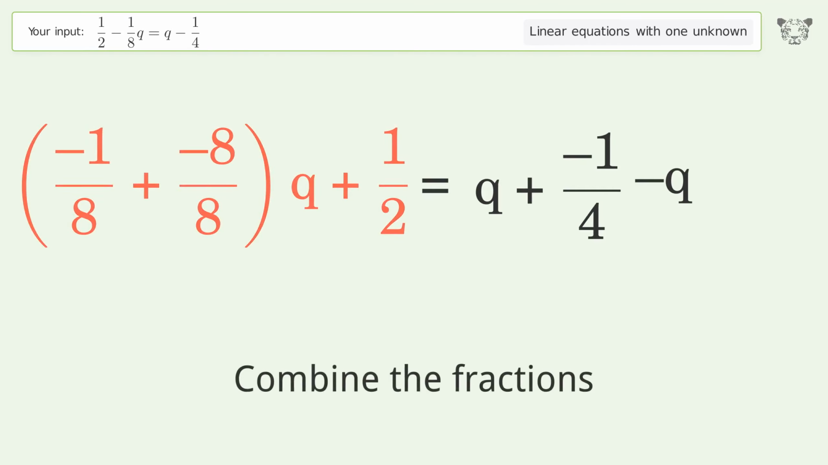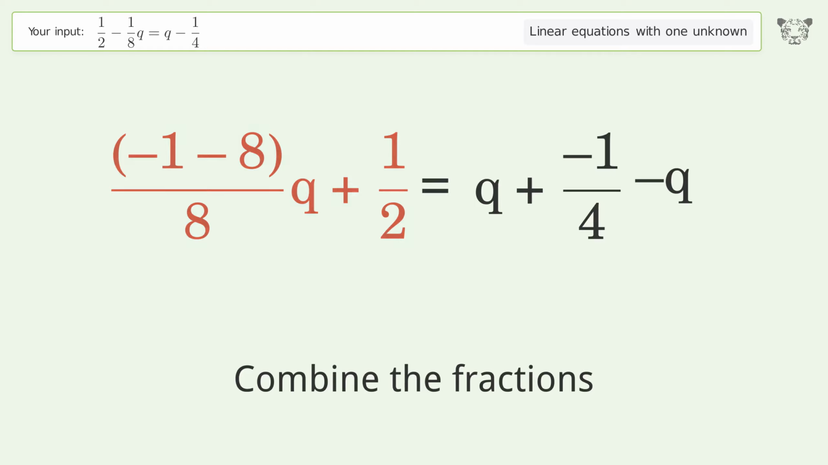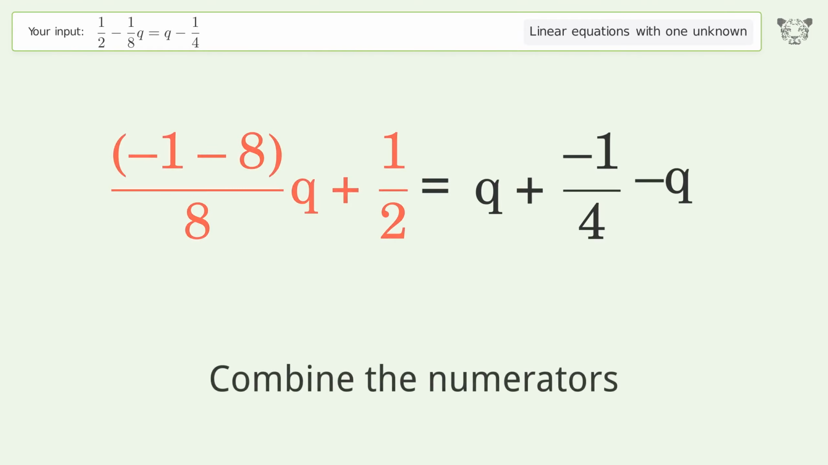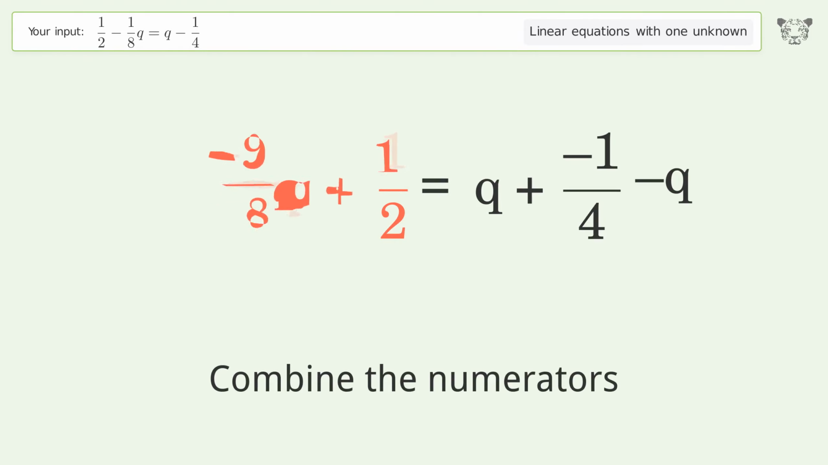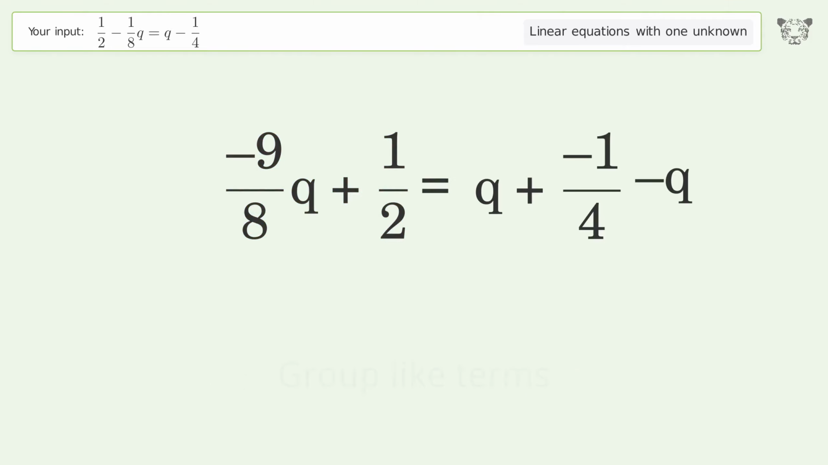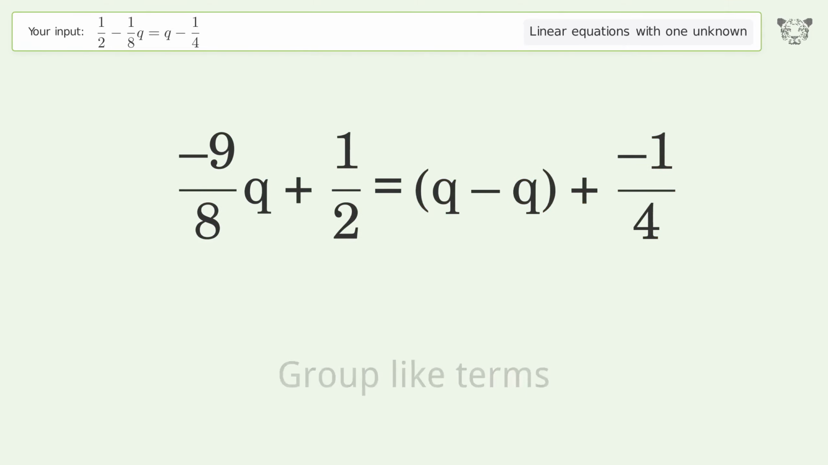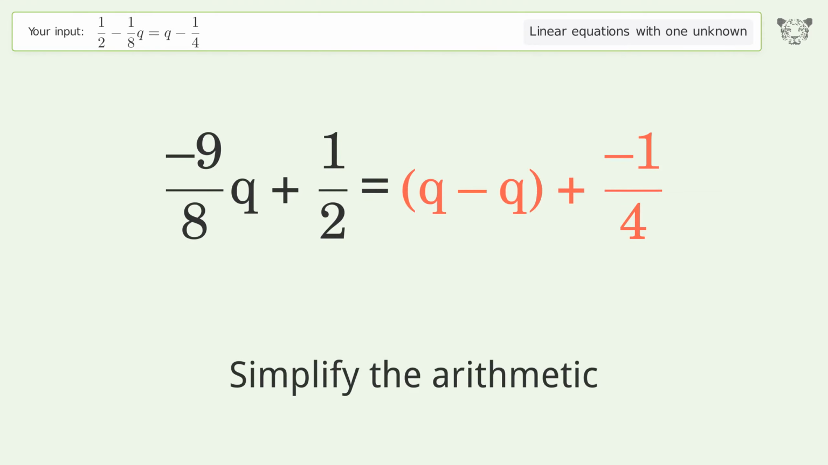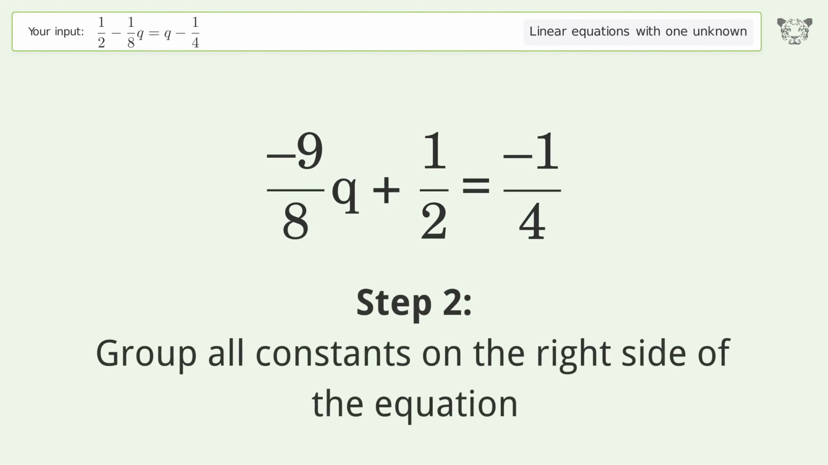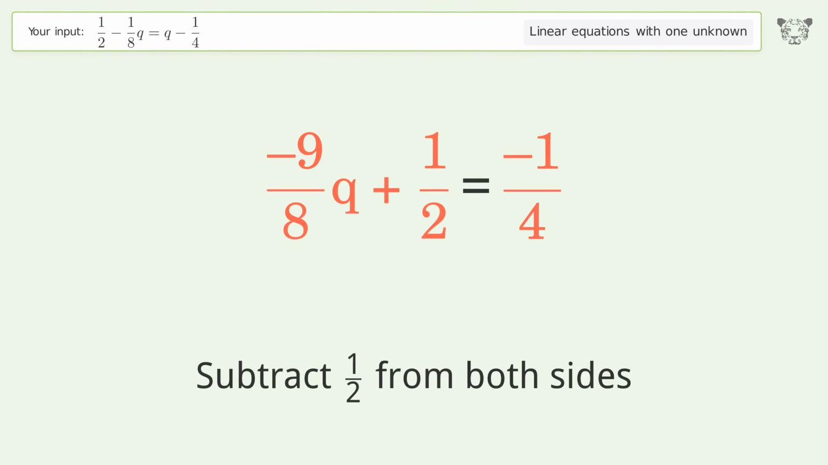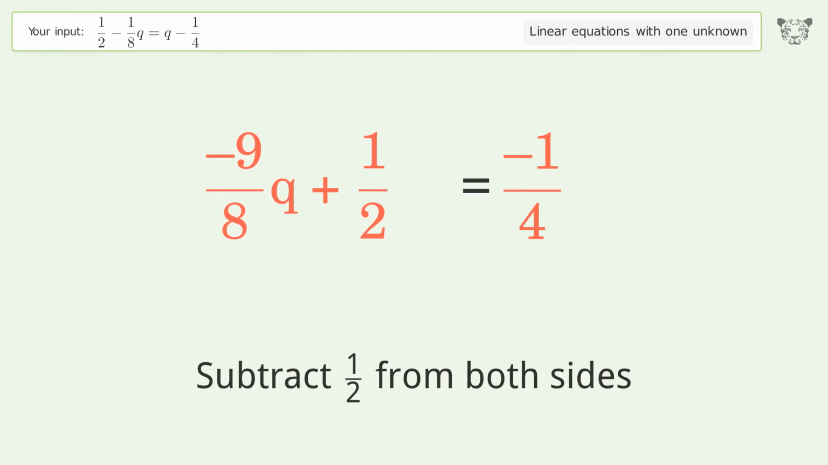Combine the fractions. Combine the numerators. Group like terms. Simplify the arithmetic. Group all constants on the right side of the equation. Subtract 1 over 2 from both sides.